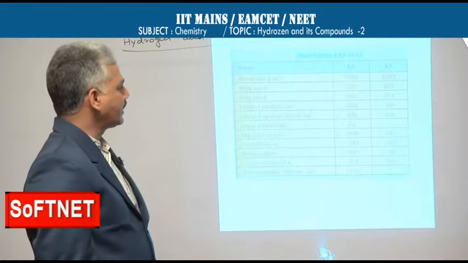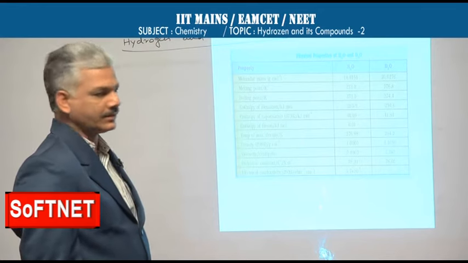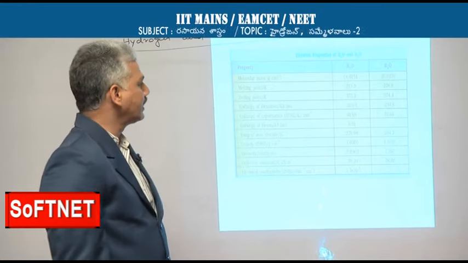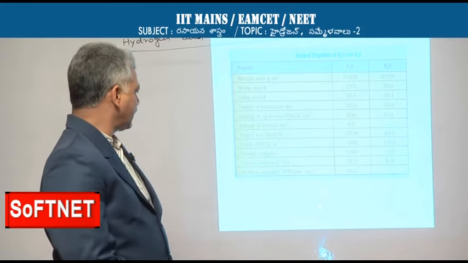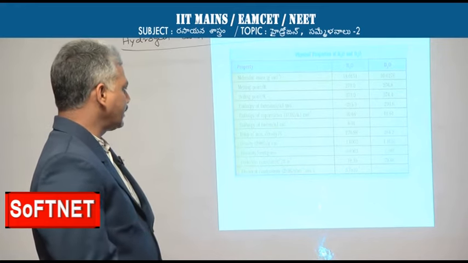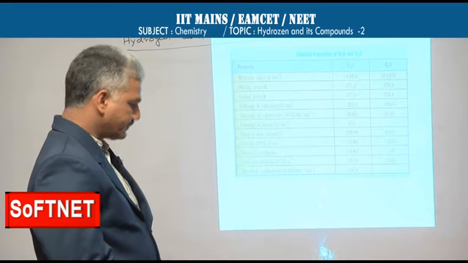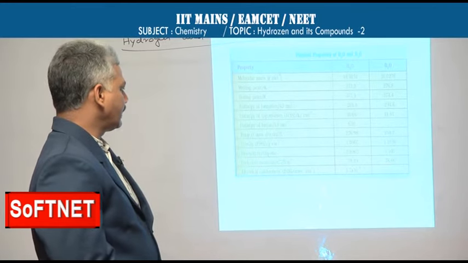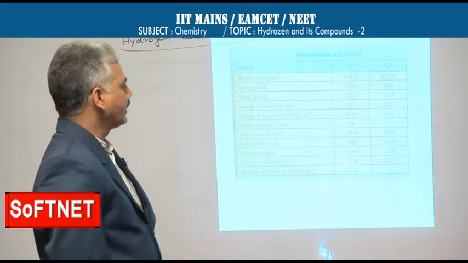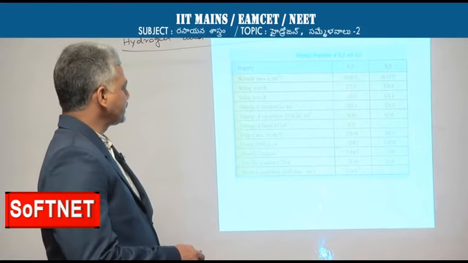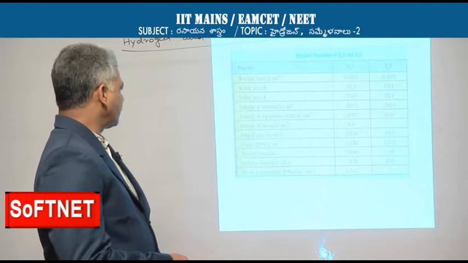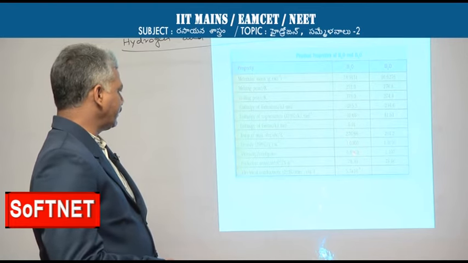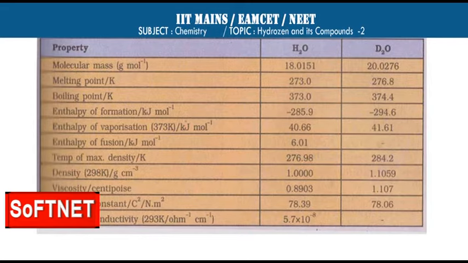Due to increase in molecular weight, most of the physical constant values of heavy water are higher than that of normal water, except dielectric constant value. Dielectric constant value is less for heavy water, while it is more for normal water. All other properties like melting point, boiling point, enthalpy of formation, enthalpy of vaporization, temperature of maximum density, viscosity are more for heavy water compared to normal water.